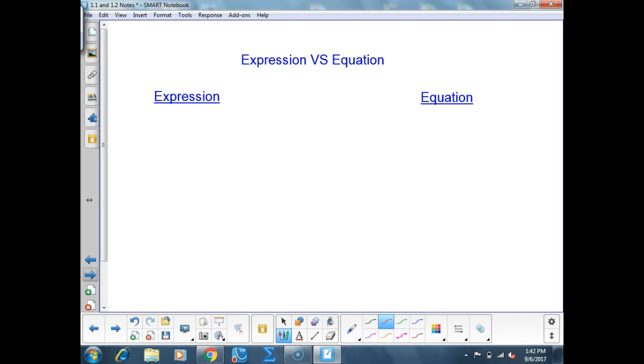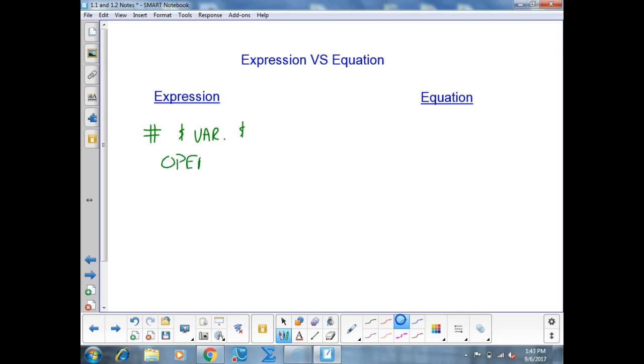Expression versus an equation. Kent, what's the big difference? An expression consists of numbers, operations, and groupings of symbols. Okay, so this is just numbers and variables and operations, right? Okay? What makes an equation an equation? It's got an equal sign. Okay? The big kicker here is the equal sign.